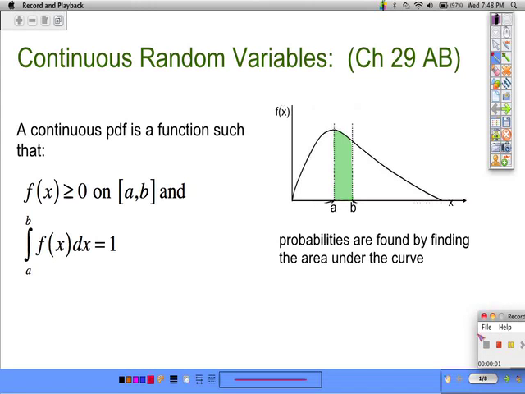Chapter 29, we stopped looking at discrete random variables and look at the continuous random variables, so measurable random variables. And a continuous probability density function, PDF, is a function such that f of x is greater than 0 on some interval a to b, and the integral of f of x from a to b is equal to 1. That is, the area under the curve is equal to 1. And we can find probabilities by finding the area under this curve.